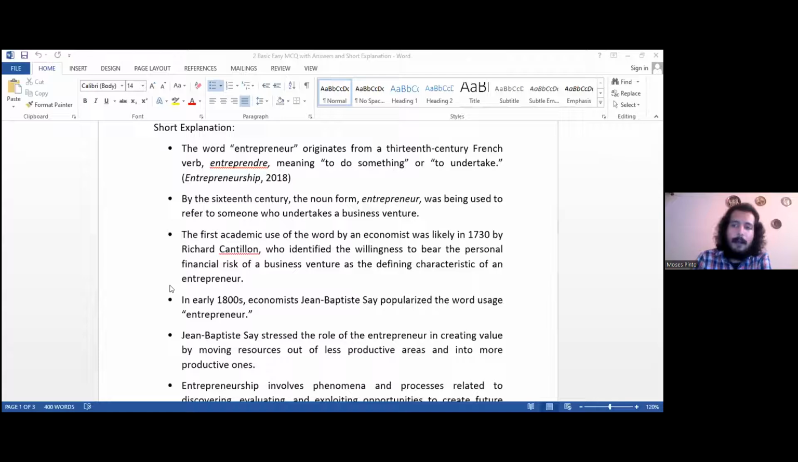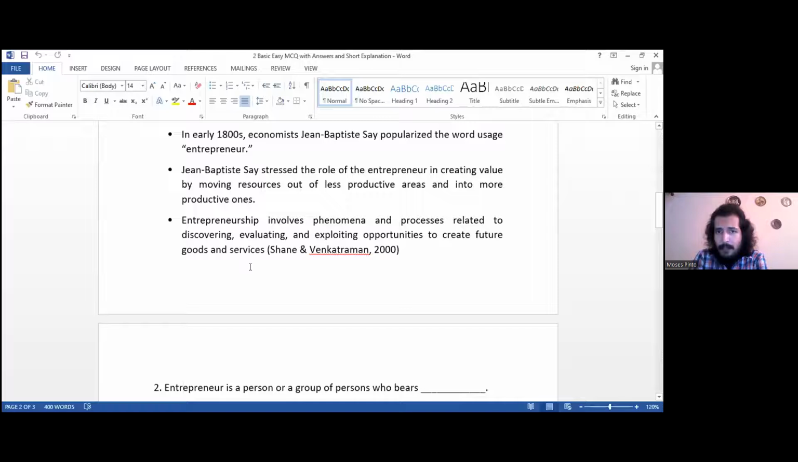So the reason why entrepreneurship needs to be selected as the correct option is the word entrepreneur originates from a 13th century French word, entreprendre, meaning to do something or to undertake. And basically what an entrepreneur does is he or she undertakes to do something, that is the business venture. And historically, by the 16th century, the noun entrepreneur was being used to refer to someone who undertakes a business venture. The first academic use of the word was most likely in 1730, as we have already seen, by Richard Cantillon. And thereafter, the word entrepreneur was popularized by Jean-Baptiste Say, and thereafter by John Stuart Mill. So it definitely needs to be the option entrepreneurship, and that needs to be selected every time thereafter.